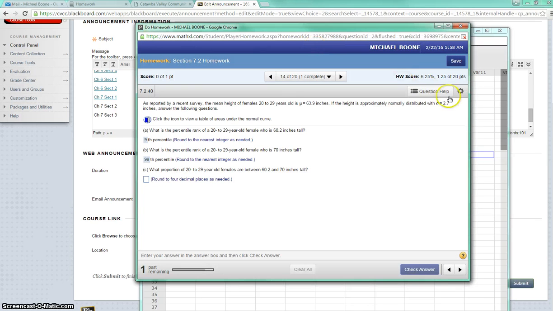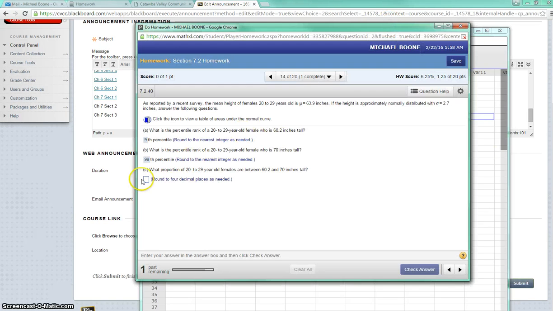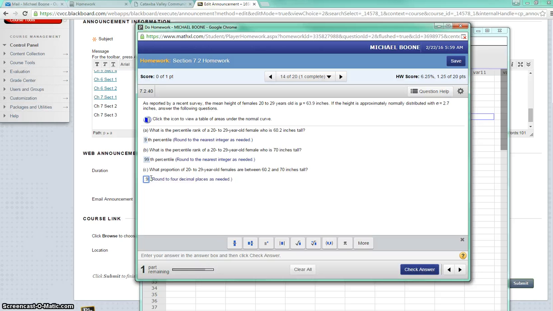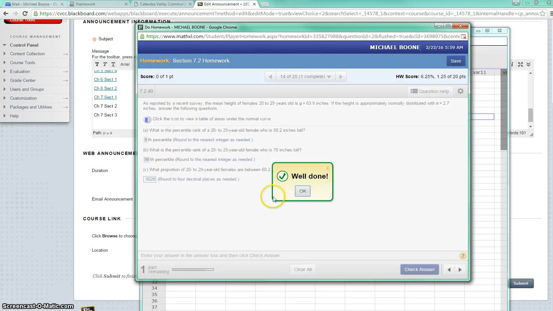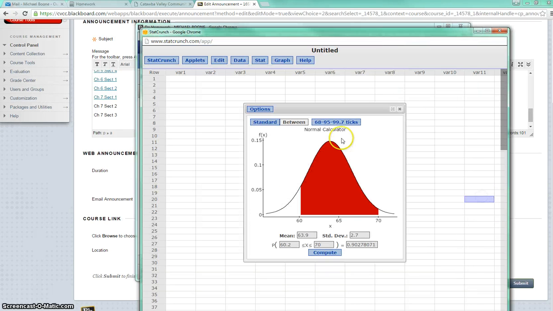Oh, to 4 decimal places on this one. So proportion, 0.9028. Again, StatCrunch gives us the picture, and we just have to tell it what to do. Standard if we're just dealing with one value, or between.